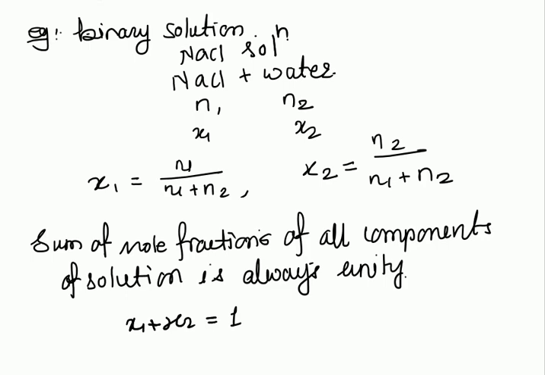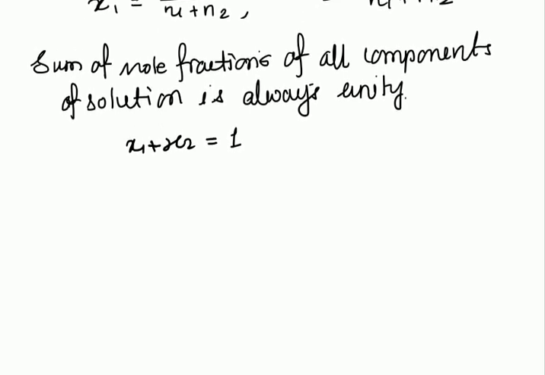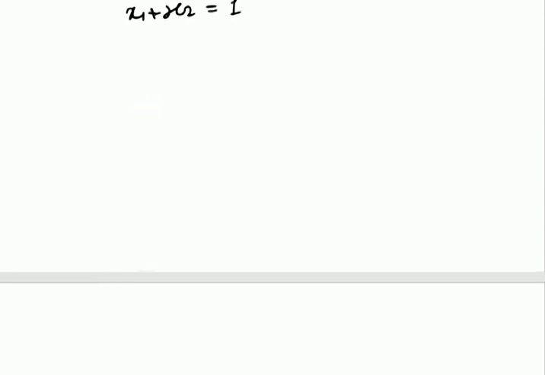If there is more than one solute dissolved in the solution, then x1 plus x2 plus x3 plus x4 and so on is equal to 1, and in this way we can calculate the mole fraction of any component present in the solution. Then the fourth way to express the concentration of solution is molarity.